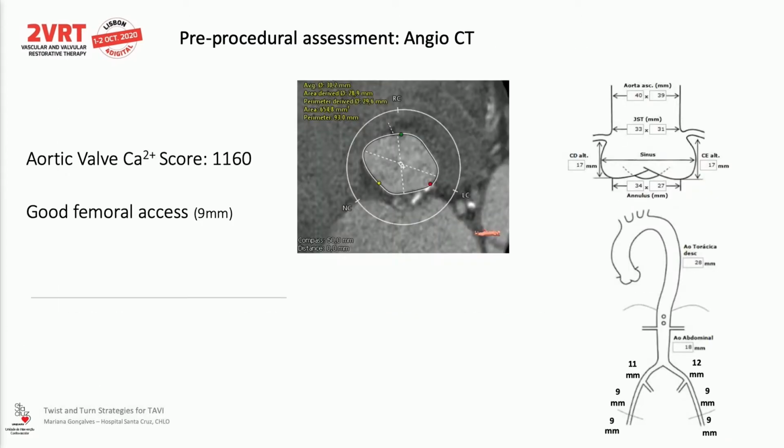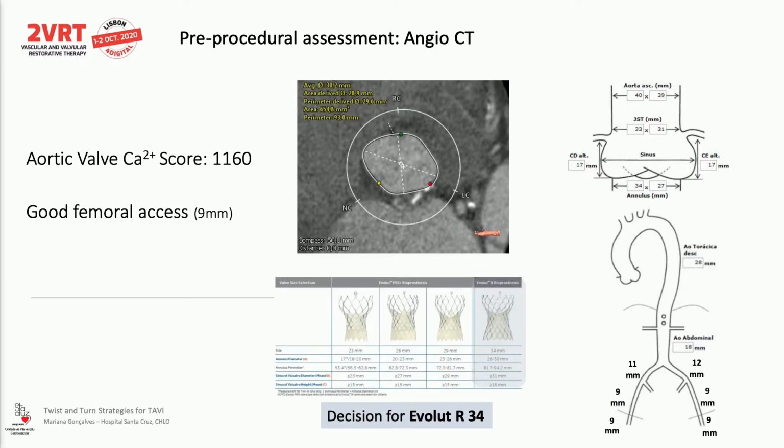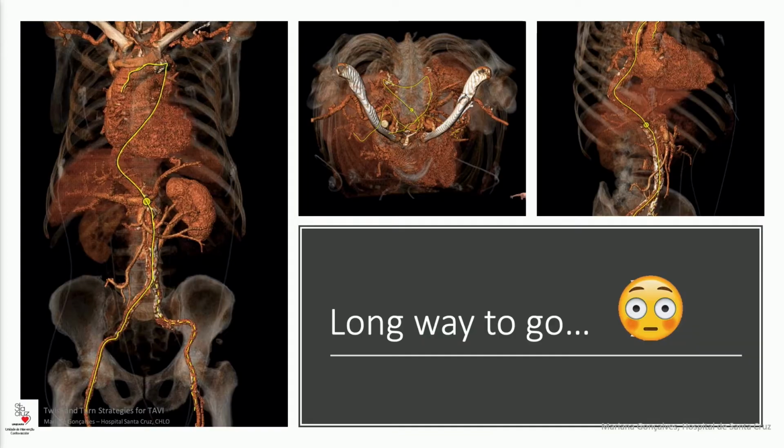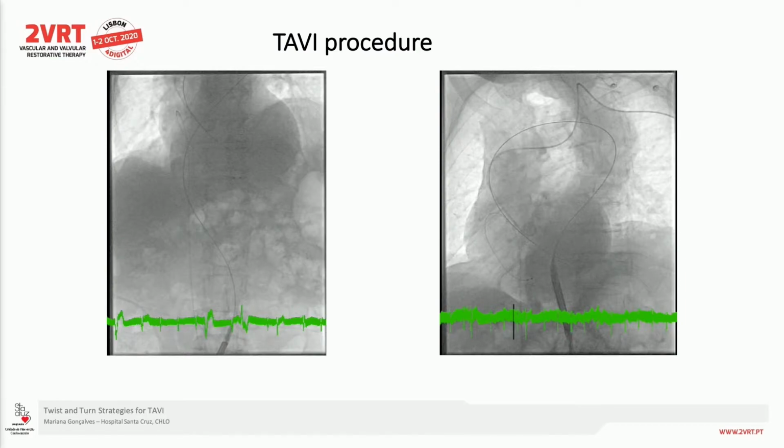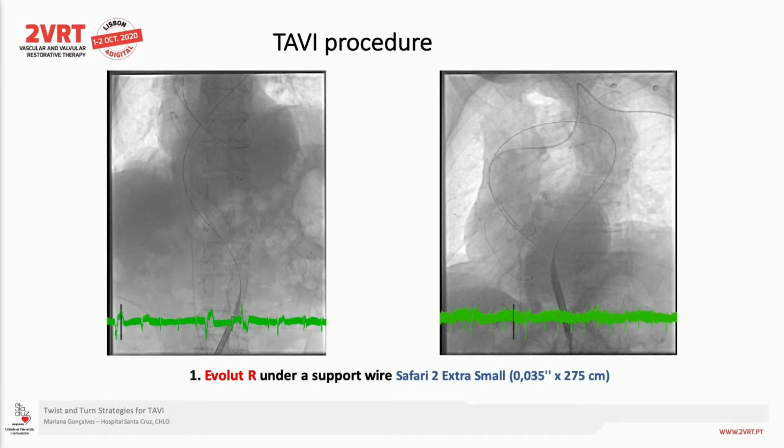The angio CT before the procedure shows a very high aortic calcium score of 1,000 and almost 200, good femoral axis with a minimal diameter of 9 millimeters for both sides, a good coronary ostia height, and a mean diameter of the annulus of 30. So counting with this, we decided to implant a CoreValve Evolut R, number 34, through femoral axis. But when we looked further at the angio CT, we could see that there was a long way to go until getting to the annulus. And this could be seen during the procedure.